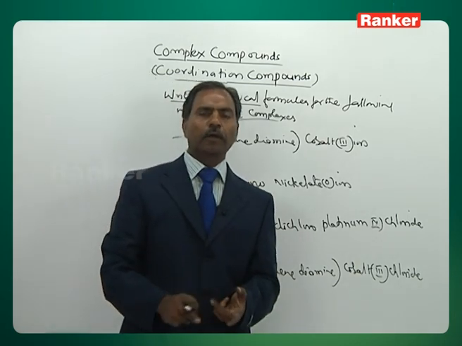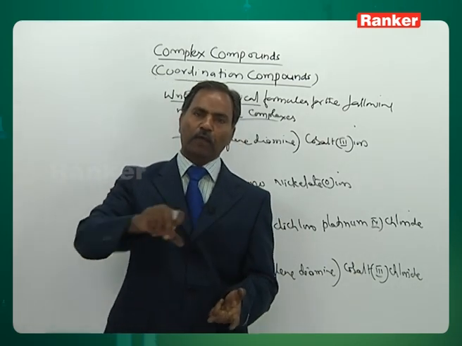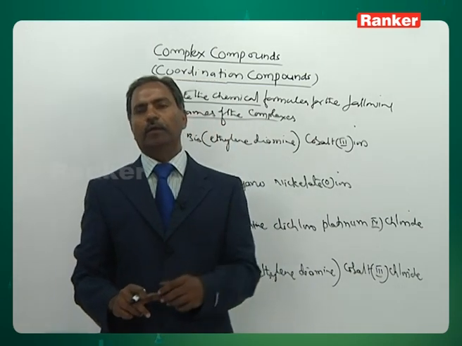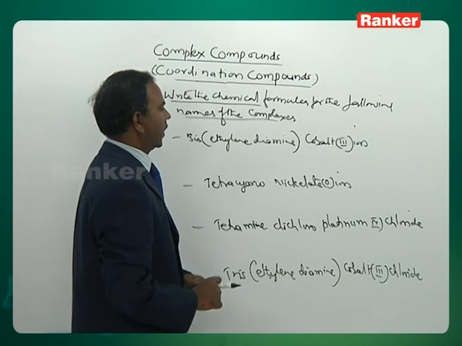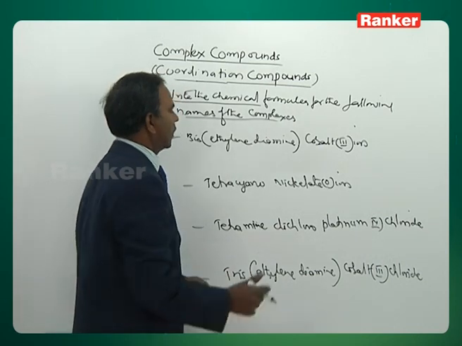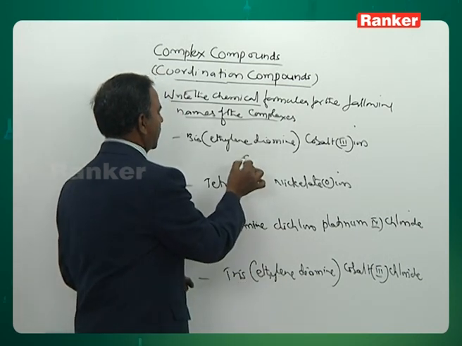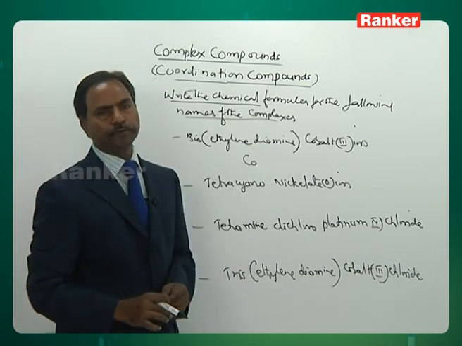First the metal ion, followed by negative ligands in alphabetical order. Then again neutral and positive ligands you have to write. Now, bis(ethylenediamine) cobalt 3 ion. First, as I said, you have to write the metal. Yes, metal, cobalt I have written.